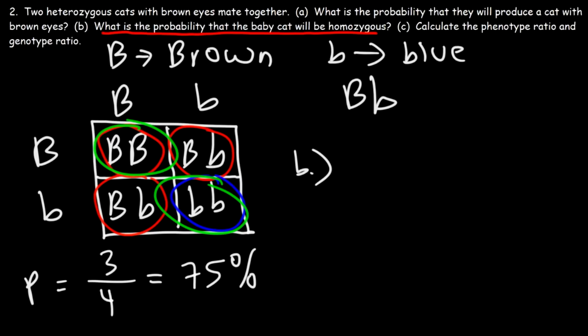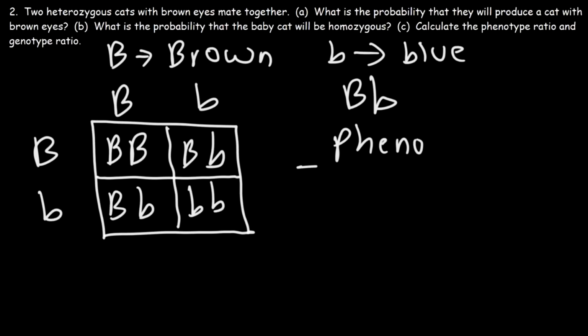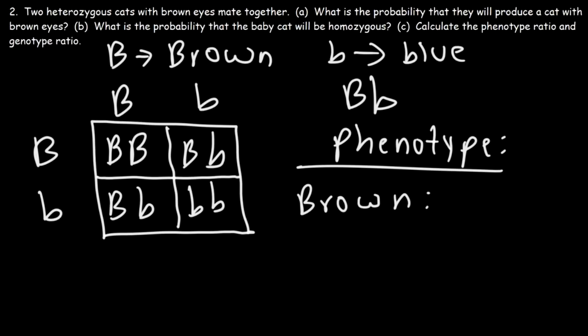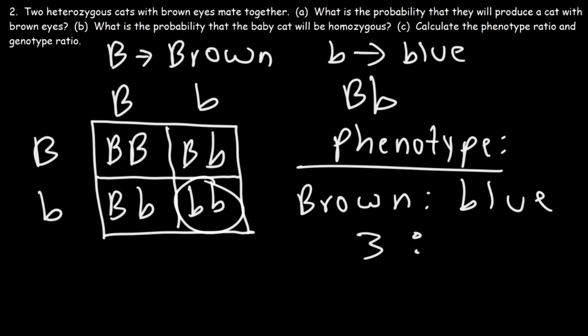Now let's talk about calculating the phenotype and the genotype ratio in part C. So let's start with the phenotype ratio. So once again, we only have 2 eye colors, so that's brown and blue. And we have 3 genotypes that correspond to the color brown, and only 1 that corresponds to the color blue. So it's going to be 3 to 1. So that's the phenotypic ratio.